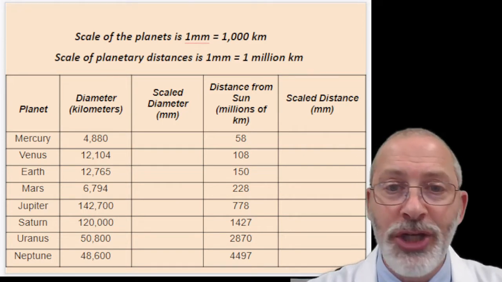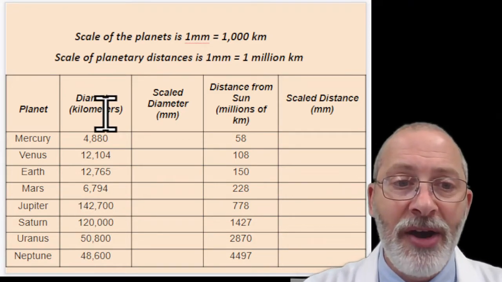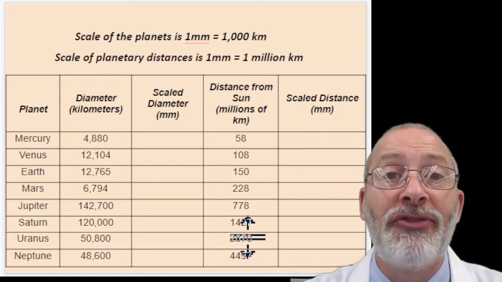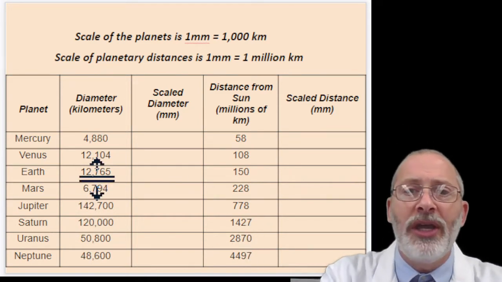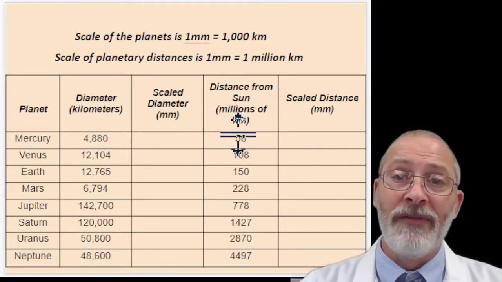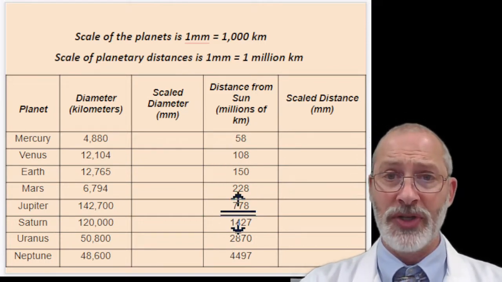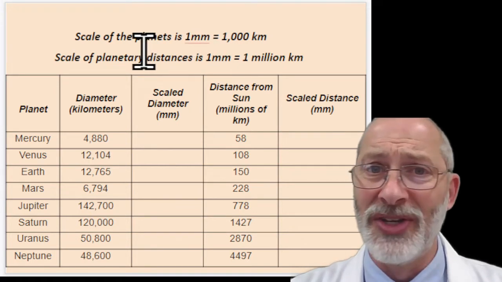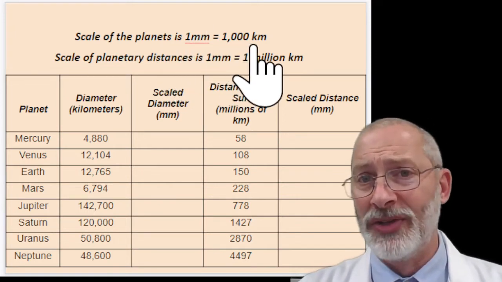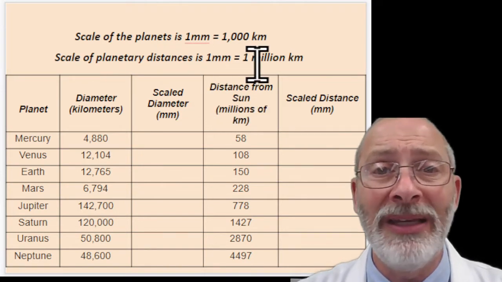If you look at this page in your book on the observations section, you can see that there are different pieces of information, the diameter of the planets and the distance from the sun. And I'm giving you here the actual measurements of the diameter of the planets in kilometers, and the distance of the planets from the sun in millions of kilometers. And I've given you two scales at the top. The scale of the planets is 1 millimeter equals 1,000 kilometers. The scale of the planetary distances is 1 millimeter equals 1 million kilometers.